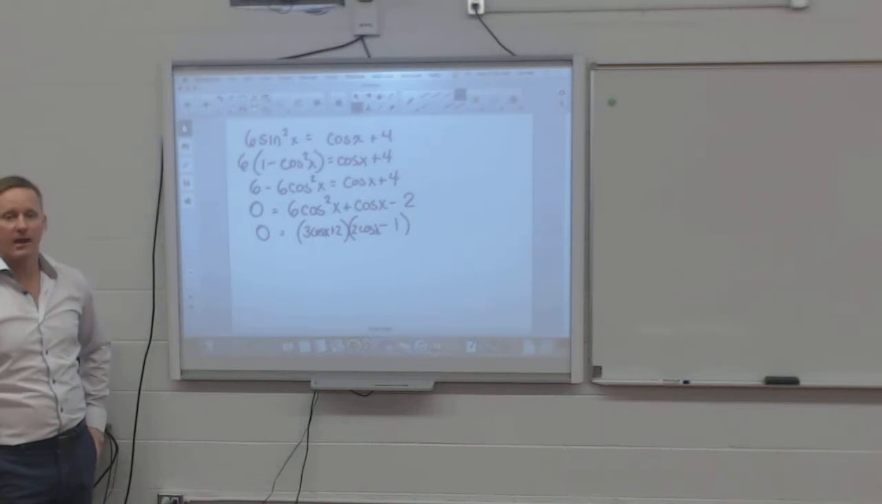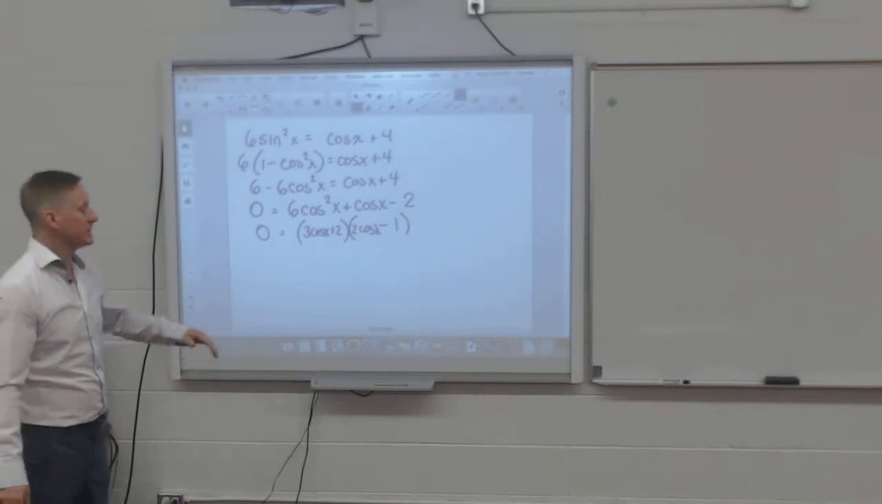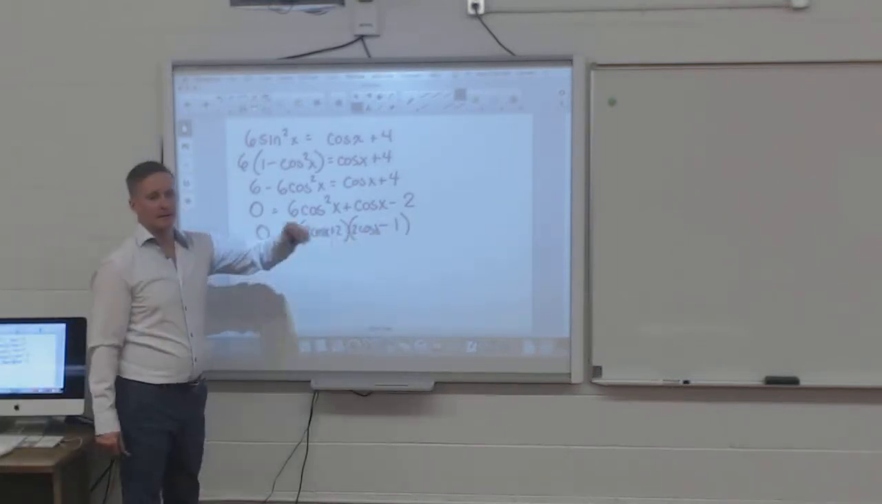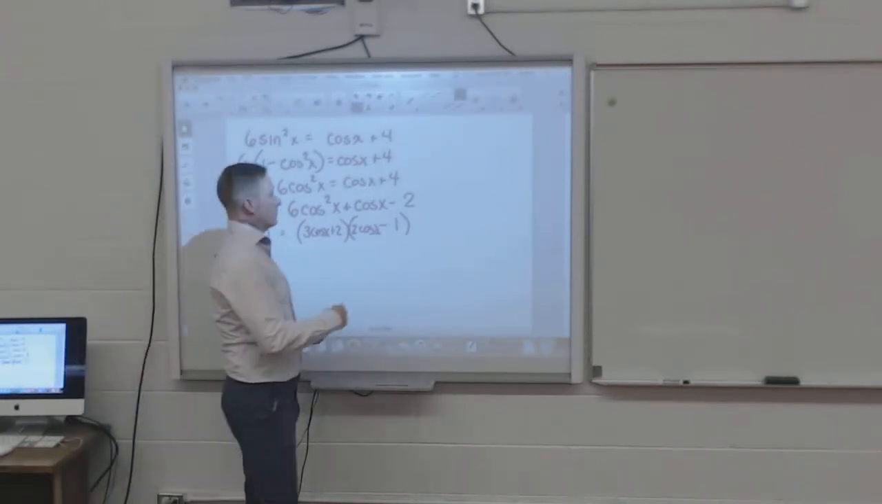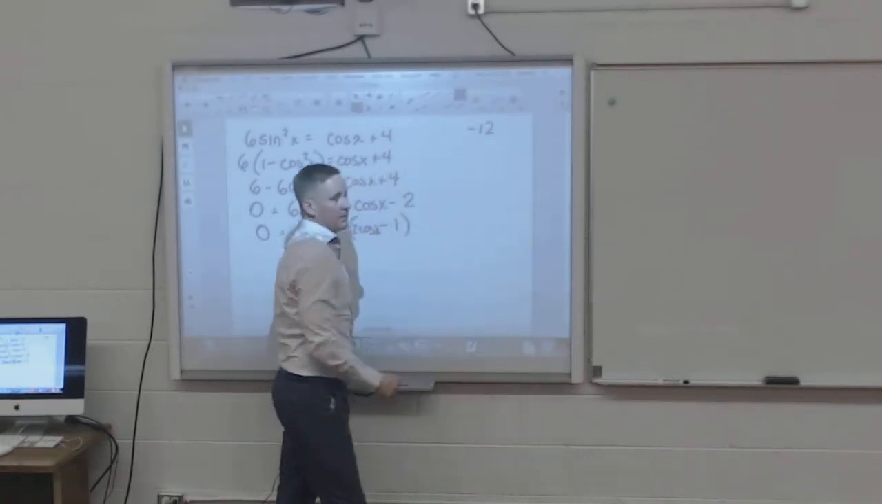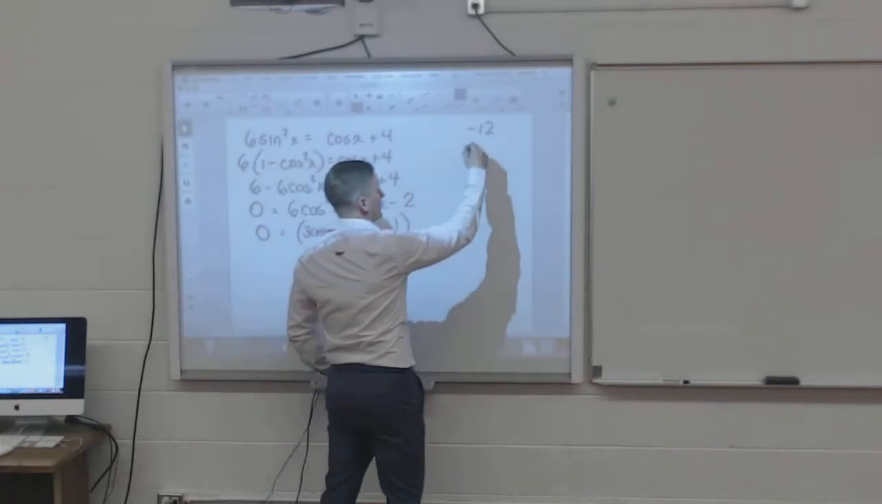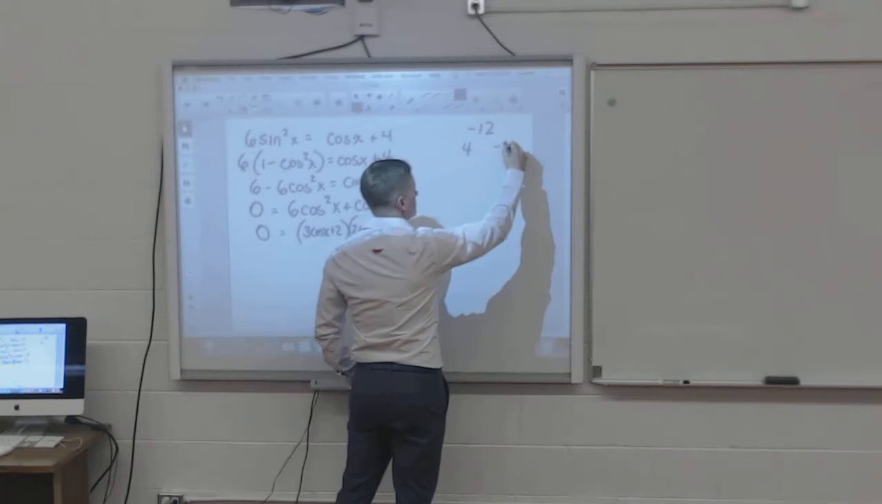You want to try and do this as fast as you can. I have not shown you much of this technique. There is another way that you can do this, kind of. I can write out my minus 12 here, and I know it's got to be 4 and negative 3, right? So it's got to be that.